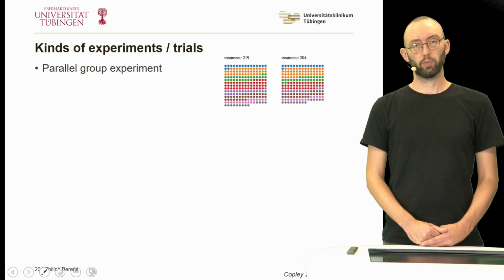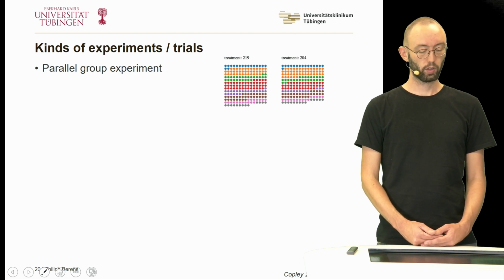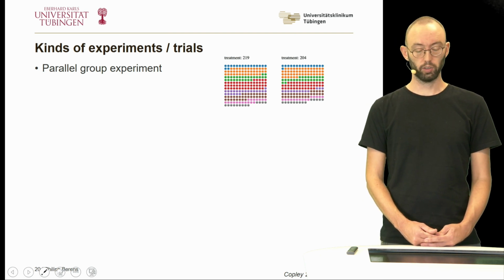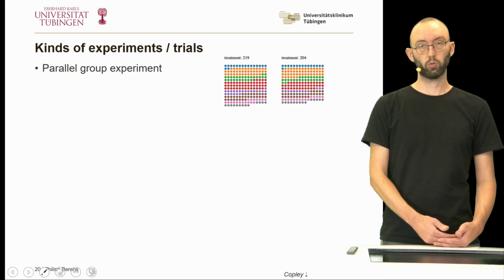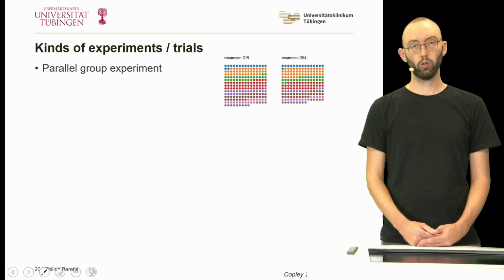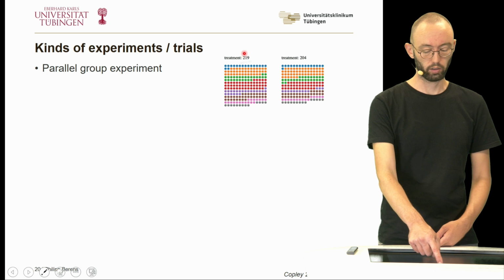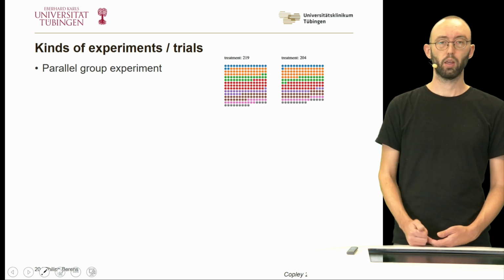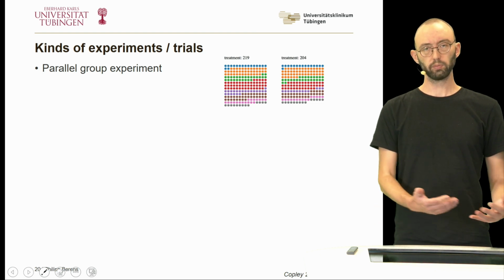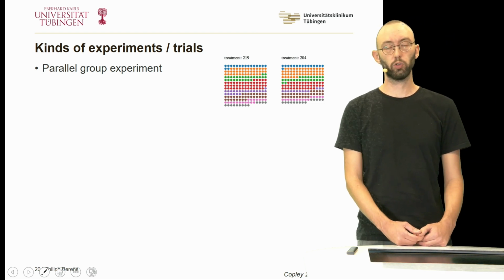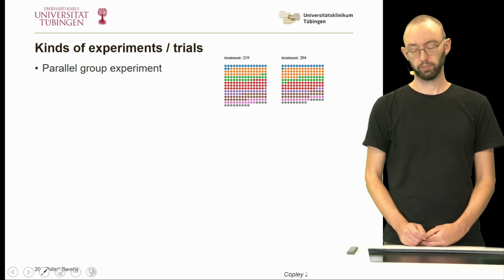Also for experiments or clinical trials, there's multiple ways one can conduct them. For example, there's the parallel group experiment, where just two groups, a treatment and a control, or a treatment 1 and a treatment 2 group, are formed, and people, let's say in different hospitals, these different hospitals are symbolized by the different colors, are formed, and for each patient it's randomly chosen whether they belong to the treatment 1 or the treatment 2 group.